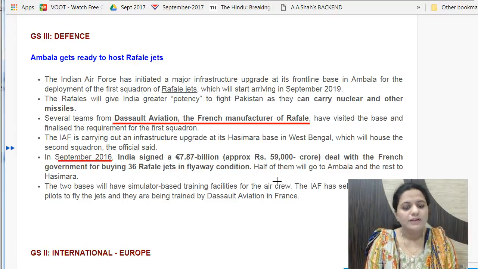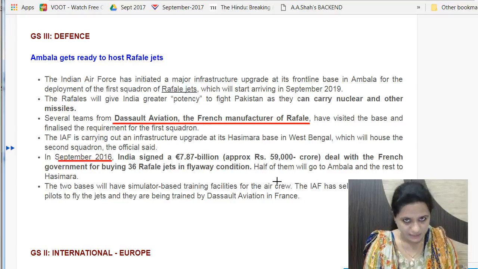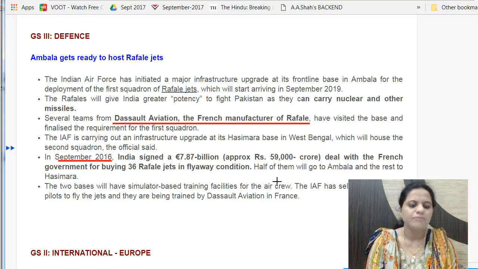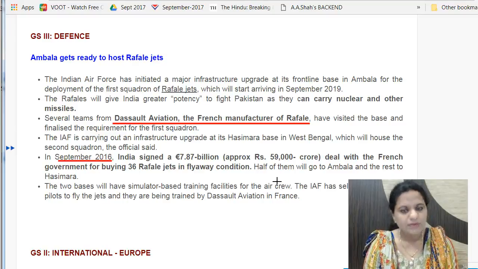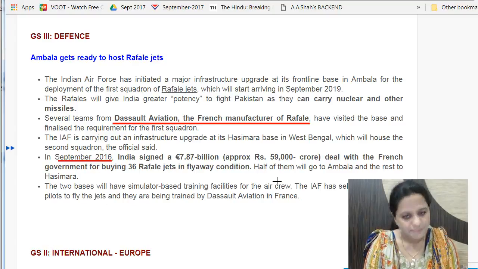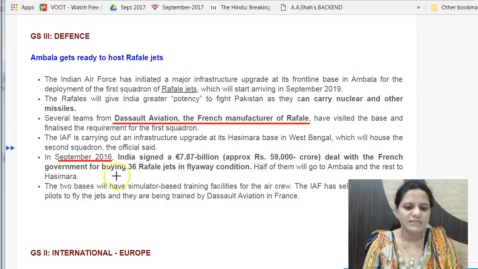So actually, we wanted around 125, 126 fighter jets. Initially around 15 fighter jets would come directly from Dassault, but the remaining would be manufactured through HAL, Hindustan Aeronautics Limited, through technology transfer. Dassault would have had to take responsibility for those jets also, which Dassault was not ready for, and the deal could not go ahead. So later in September 2016, we signed a 59,000 crore deal with the French government for buying 36 Rafale jets in flyaway condition.